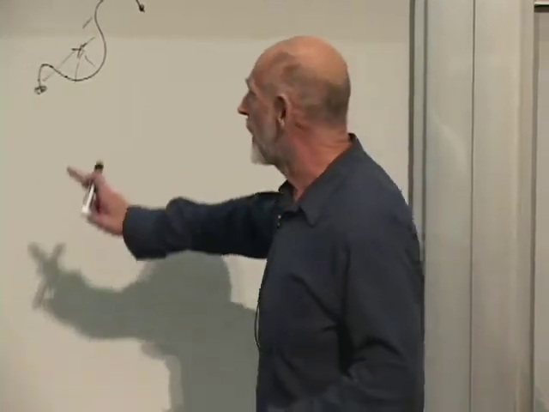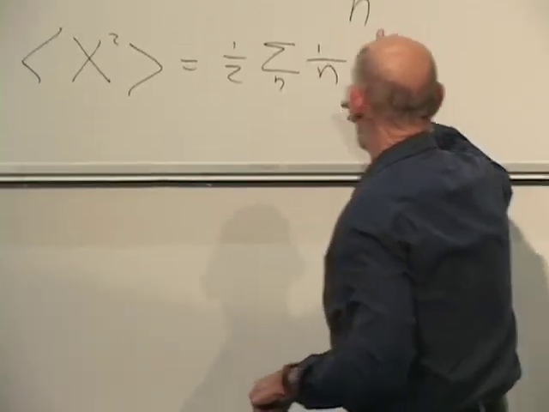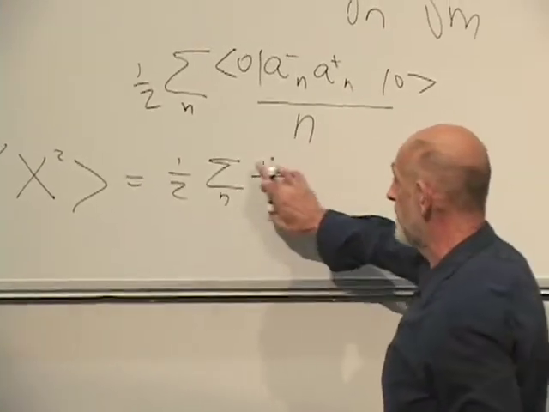But those cancellations don't always work. They work in some geometries and not in others. So I'm going to show you what goes wrong on the sphere, and it doesn't go wrong in flat space. First of all, the message of all of this is, first step, terminate the sum at some maximum n.